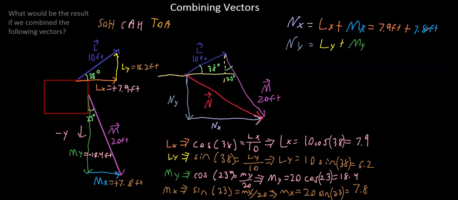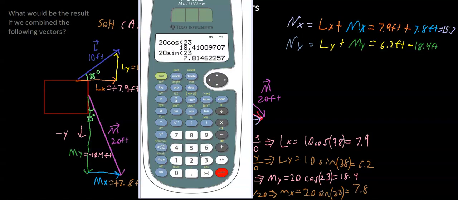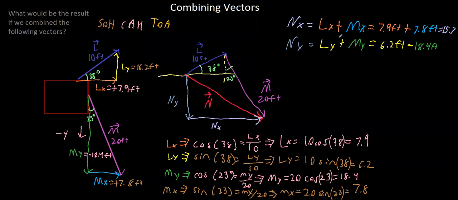7 plus 7 is 14. 0.9 plus 0.8 is 1.7, so 15.7 feet. And then the other one, well, L of y was 6.2 feet, so positive 6.2 feet. And then we say minus, and this minus is very important. We're subtracting 18.4 feet. I'll go ahead and use my calculator to figure this one out. What's 6.2 minus 18.4? And we get a big old negative 12.2.